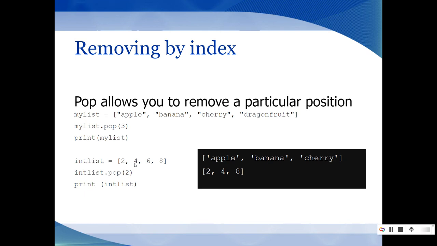In this situation, you've got 2, 4, 6, and 8, and it's removing position 2, 0, 1, 2. That means it's removing the 6. Even though it says 2, it represents the position. So you see our list over here doesn't have that item. If this happened to be intList.remove(2), then it would actually remove the 2 from the list.